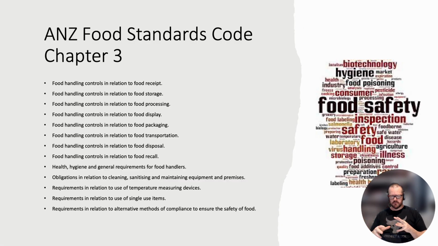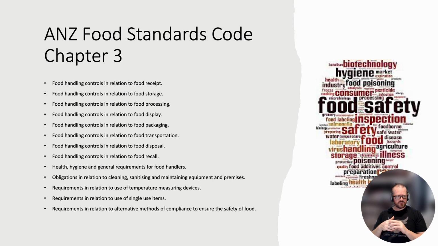In Australia, we have the Food Act, which is the legislation, and we have the Australian New Zealand Food Standards Code. There are various chapters within the code. Chapter 3 talks about workers at an operational level, and it talks about these examples.